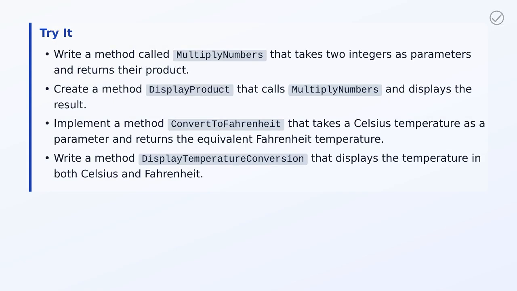Now put what you've learned into practice. First, write a method called multiplyNumbers that takes two integers as parameters and returns their product. Also, create a method displayProduct that calls multiplyNumbers and displays the result. Also, implement a method convertToFahrenheit that takes a Celsius temperature as a parameter and returns the equivalent Fahrenheit temperature. Finally, write a method displayTemperatureConversion that displays the temperature in both Celsius and Fahrenheit.